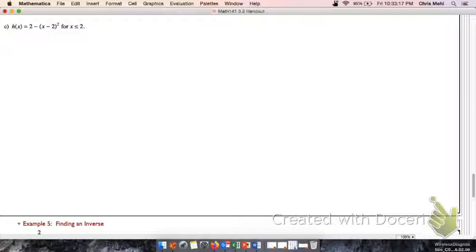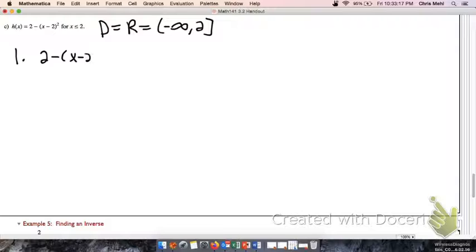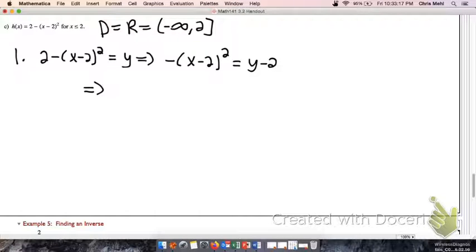Okay, so again, I'm just going to write this down. The domain and the range are the same. They're both minus infinity to positive 2. And then step 1 is to take the function, set it equal to y, and then solve for x. First, I'm going to subtract 2 from both sides. So I get minus (x minus 2) squared equals y minus 2. Then you can multiply both sides by negative 1. So (x minus 2) squared, multiplying both terms on the right by minus 1, you'll end up getting a positive 2 and a minus y.